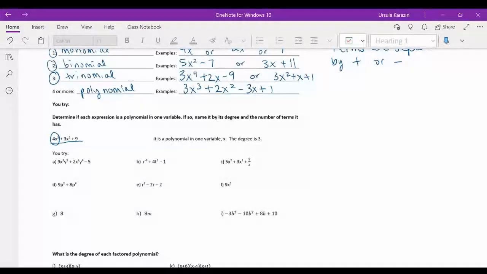All right, so this one is a no because you have x's and y's. This one is a no because you have a negative exponent. This one is a no. You need to recognize that when x is in the denominator, that means you have x to the negative 1. Remember we were just doing that in those complex fractions. Okay, so D is a yes. Notice that for the no's, you don't do anything else. You don't try to name it by its degree and the number of terms because it's not a polynomial, so you don't give it a name.